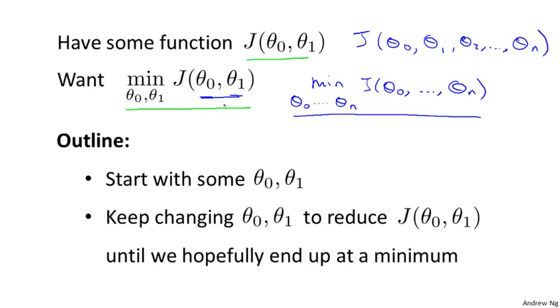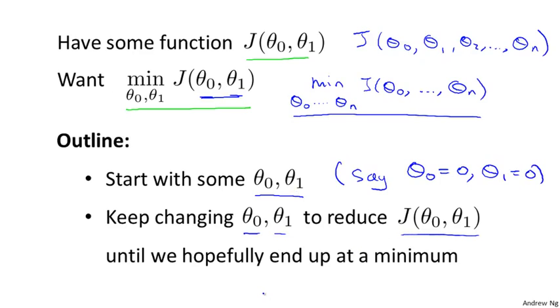Here's the idea for gradient descent. What we're going to do is we're going to start off with some initial guesses for theta 0 and theta 1. Doesn't really matter what they are, but a common choice would be if we set theta 0 to 0 and set theta 1 to 0. Just initialize them to 0. What we're going to do in gradient descent is we'll keep changing theta 0 and theta 1 a little bit to try to reduce J of theta 0, theta 1 until hopefully we wind up at a minimum, or maybe at a local minimum. So let's see in pictures what gradient descent does.